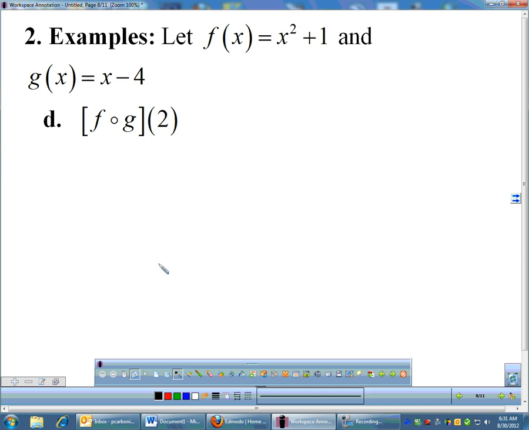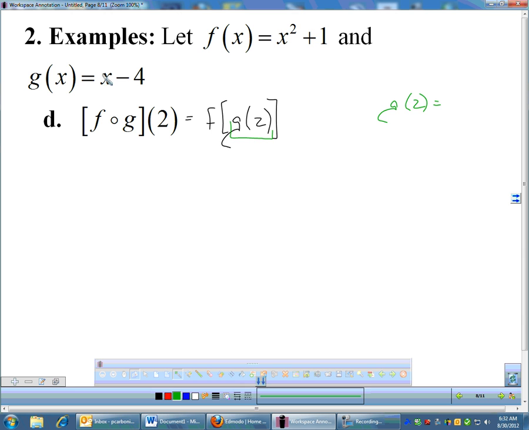Let's see, f of g. Now this time it's of 2. I've stuck a number in here. It's not in terms of x. So this is saying f of g of 2. And I think these are a little bit easier because you actually get to use numbers. I'm going to start on the inside, and I'm going to find g of 2. So over here on scratch paper, g of 2 just means I'm going to plug 2 in for my x. So that's going to be what? 2 minus 4. 2 minus 4 is negative 2. So g of 2 ended up being negative 2.